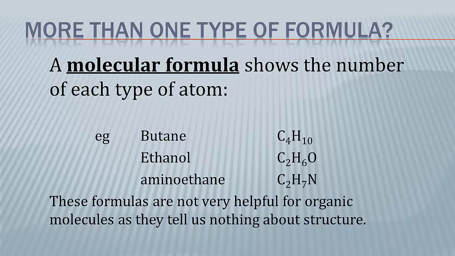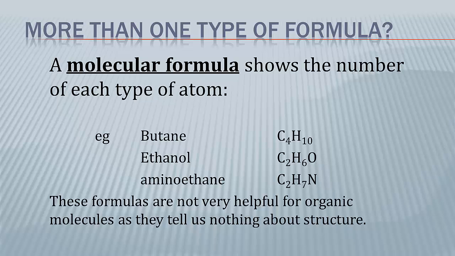Let's start by looking at what a molecular formula is. A molecular formula is one that shows the number of each type of atom that's present in the compound. So a molecular formula for butane would be C4H10, meaning there are 4 carbons and 10 hydrogens in the molecule. Ethanol, C2H6O, shows there are 2 carbons, 6 hydrogens and 1 oxygen atom. Aminoethane with C2H7N would have 2 carbons, 7 hydrogens and 1 nitrogen in the molecule.